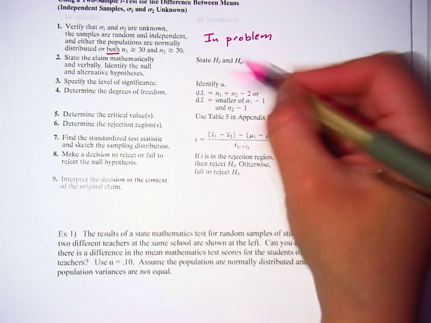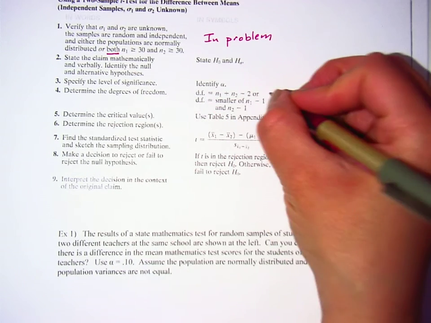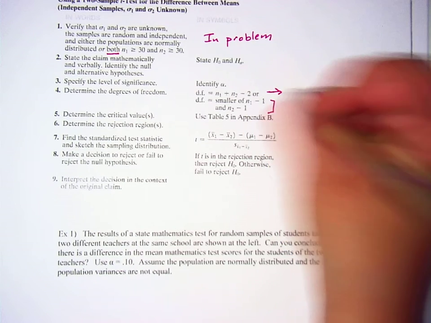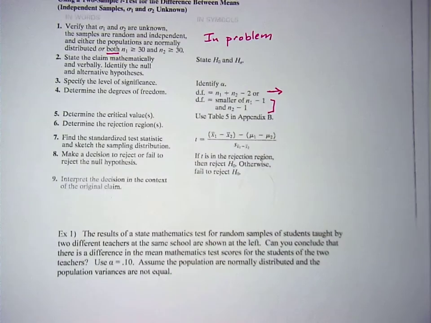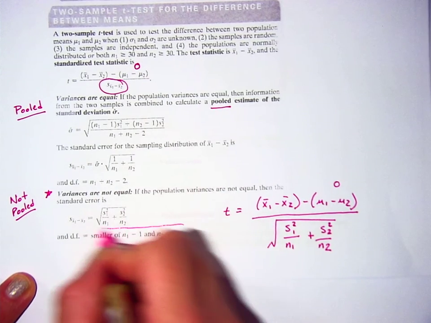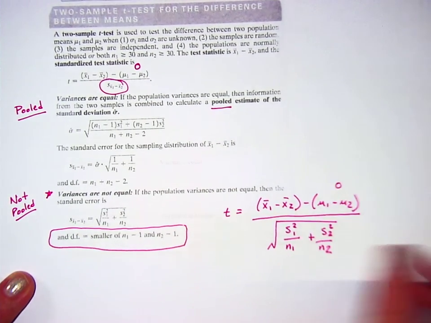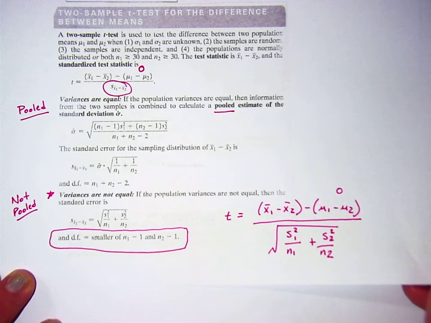We're going to do the normal stuff, state H sub 0 and H sub A. The degree of freedom depends on whether or not it is pooled. So let's see. Remember, we're doing the not pooled problems today. So if you look back on this one, variances are not equal. The degree of freedom today is the smaller of n1 minus 1 or n2 minus 1. So you've got to pick which one's smaller there.